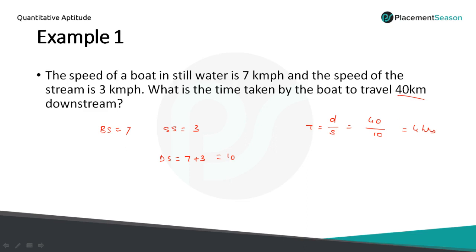In case the question is what is the time taken by the boat to travel 40 km upstream, how do you calculate? Upstream speed equals 7 minus 3, which is equal to 4. So again distance by speed, distance is 40 km and speed is 4 km per hour. So it will take 10 hours upstream. So if the question is downstream, our answer is 4 hours. If the question is upstream, our answer is 10 hours.